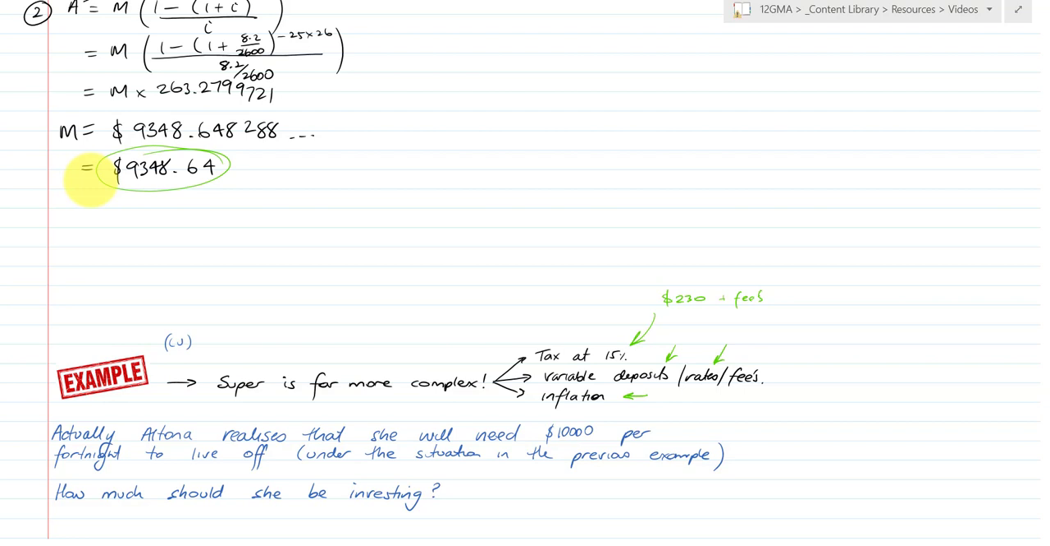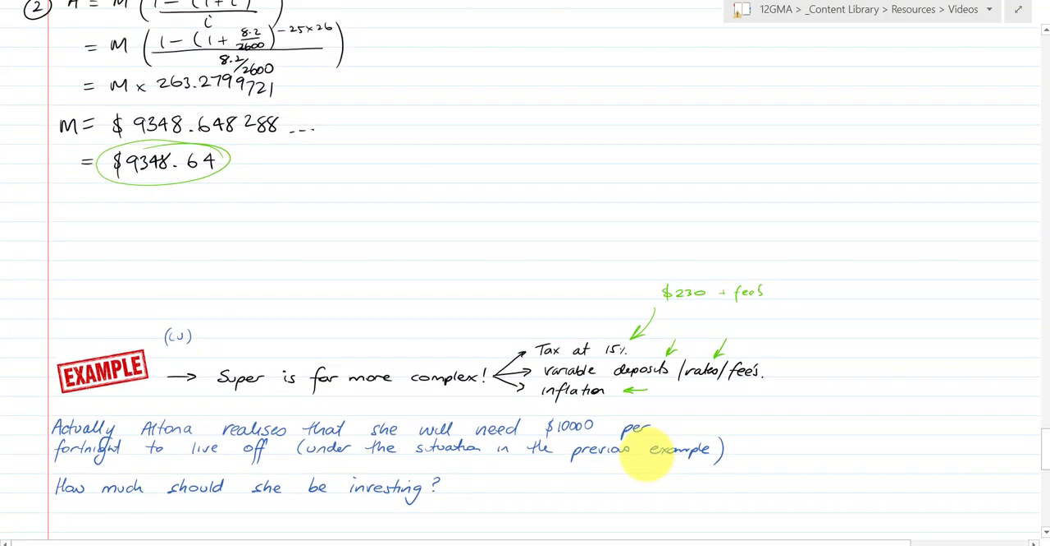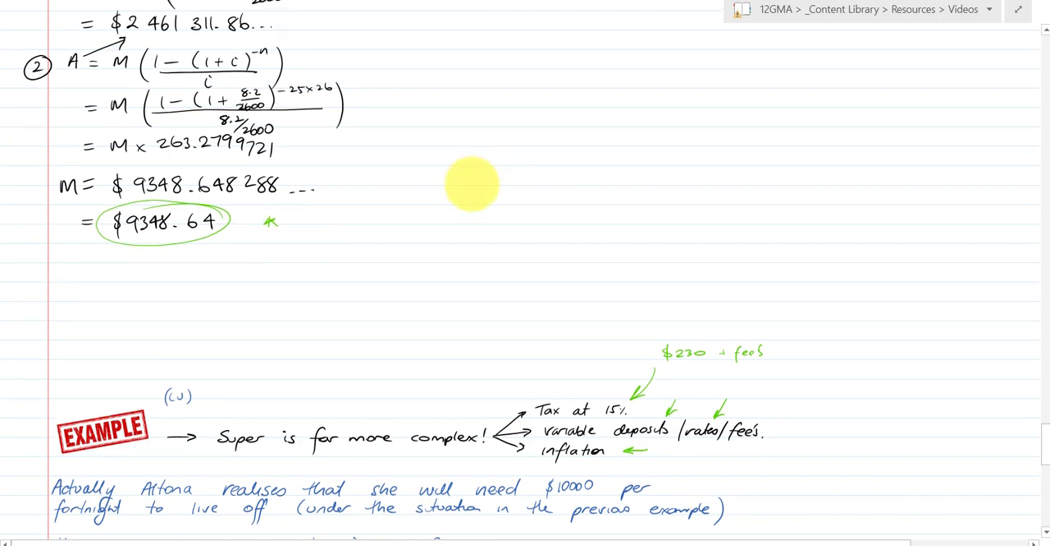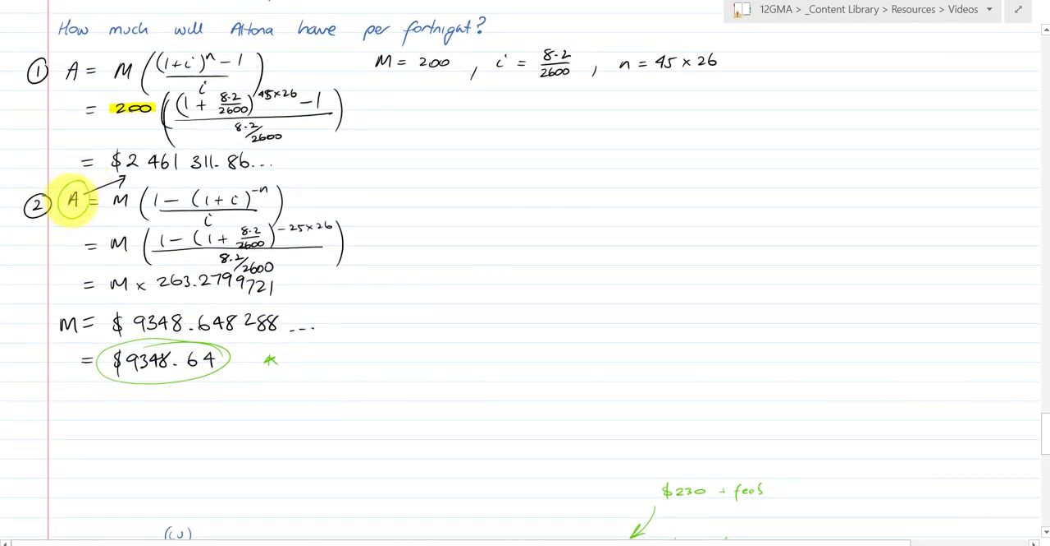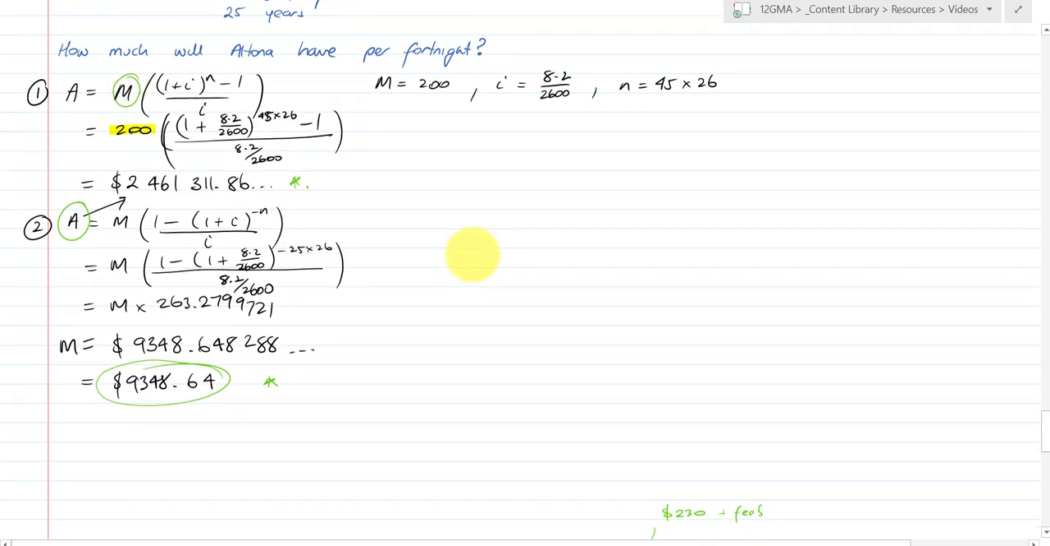So it turns out actually Altona realizes she will need $10,000 per fortnight to live off under the situation in the previous example. How much should she be investing? Well, the trick here is this is kind of complex unfamiliar, particularly if we hadn't done the previous example. But all we're doing is we're taking this value, substituting our M in to find the A that we require, and then using the A that we require to find the M that we should be depositing as opposed to $200. So it's not that bad.